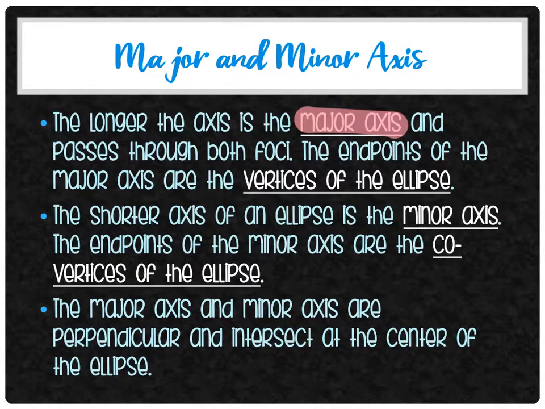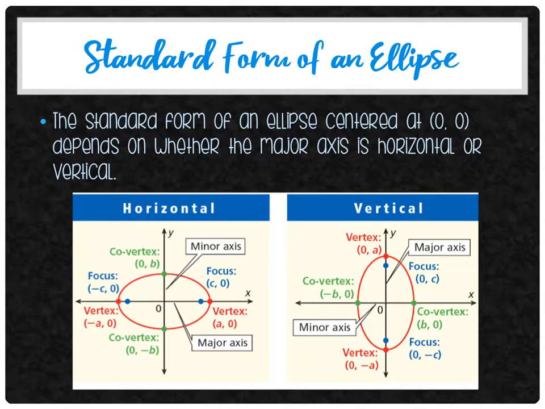The major axis and the minor axis are perpendicular, so where they meet is a 90-degree angle, and they both intersect at the center of the ellipse. So the takeaways: minor axis, major axis, and along the major axis are the foci and the vertices, and the minor axis has the co-vertices.